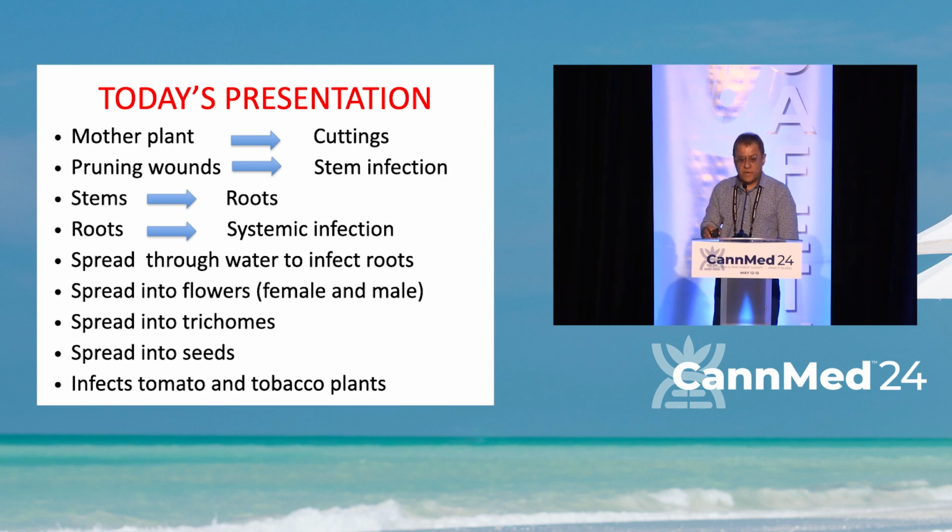A question came up earlier this morning. How does this thing spread naturally? It spreads through water. It spreads through flowers, both male and female. It spreads into trichomes. It spreads into seeds. And as you'll see at the end, we've also confirmed that tobacco and tomato plants are susceptible to hop latent.